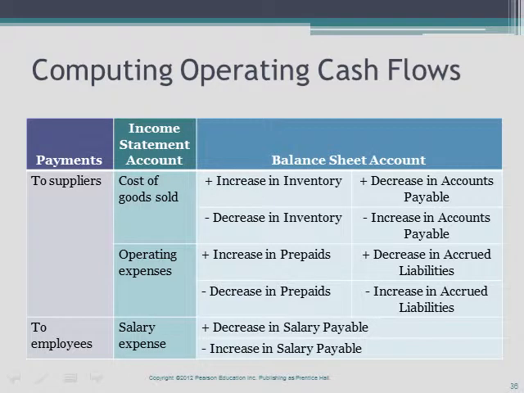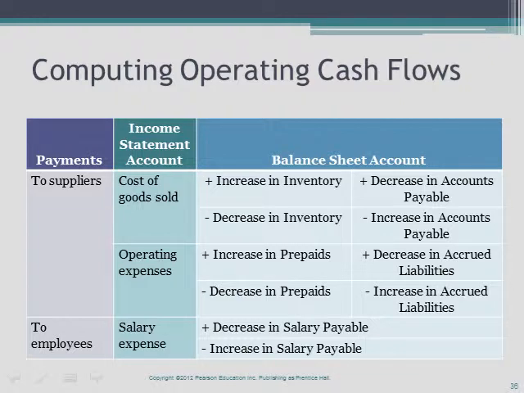The computation includes two parts: payments for inventory and payments for operating expenses other than interest and income tax. Payments for inventory are computed by converting cost of goods sold to the cash basis. We use cost of goods sold, inventory, and accounts payable. Inventory is the current asset, and an increase is added to the cost of goods sold while a decrease is subtracted. Accounts payable is a current liability and has the opposite pattern. A decrease is added to cost of goods sold while an increase is subtracted.